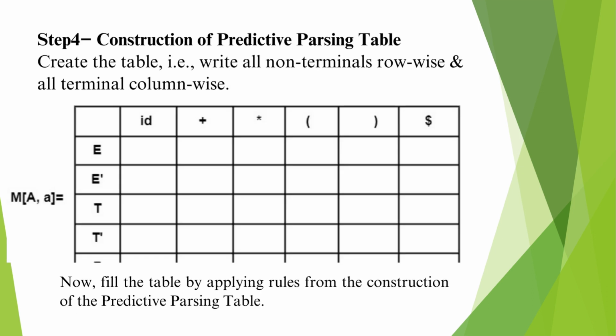Step 4, construction of the predictive parsing table. Create a table with all the non-terminals row wise and all the terminals column wise. Here we can see these are all the non-terminals in the rows, and column wise we are seeing all the terminals. So by applying the rules we can fill the table from the construction. So we will construct the predictive parsing table.